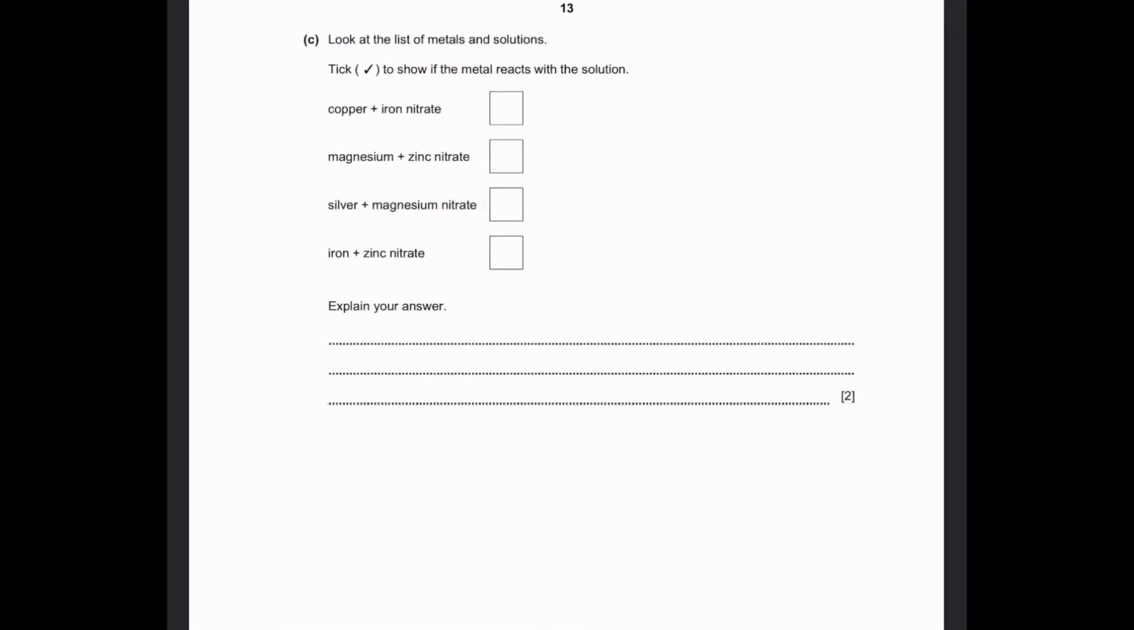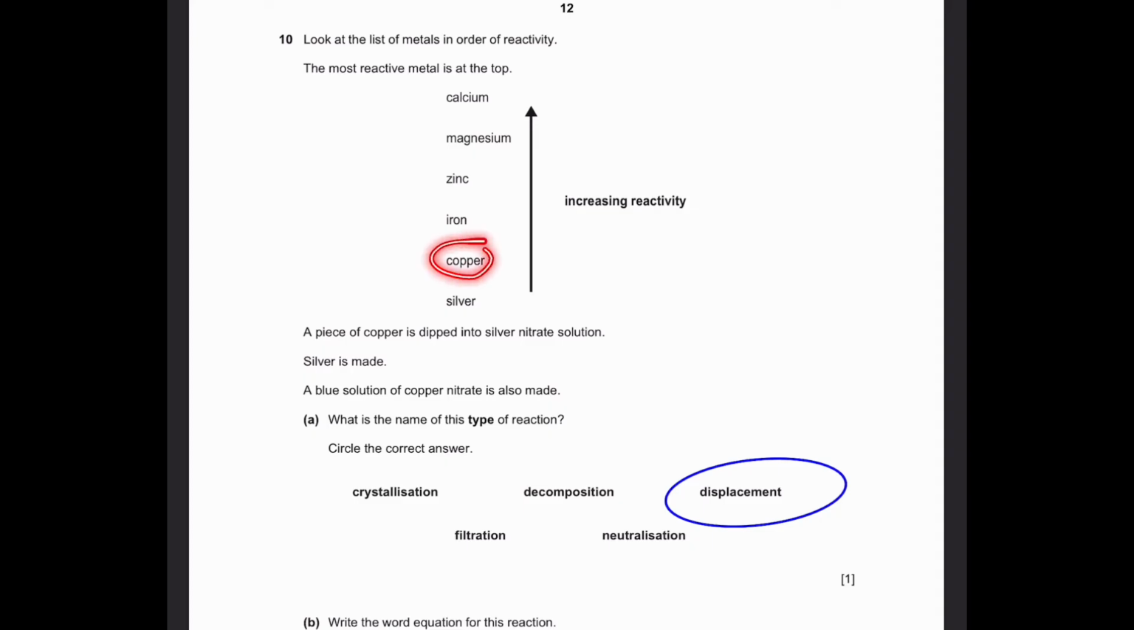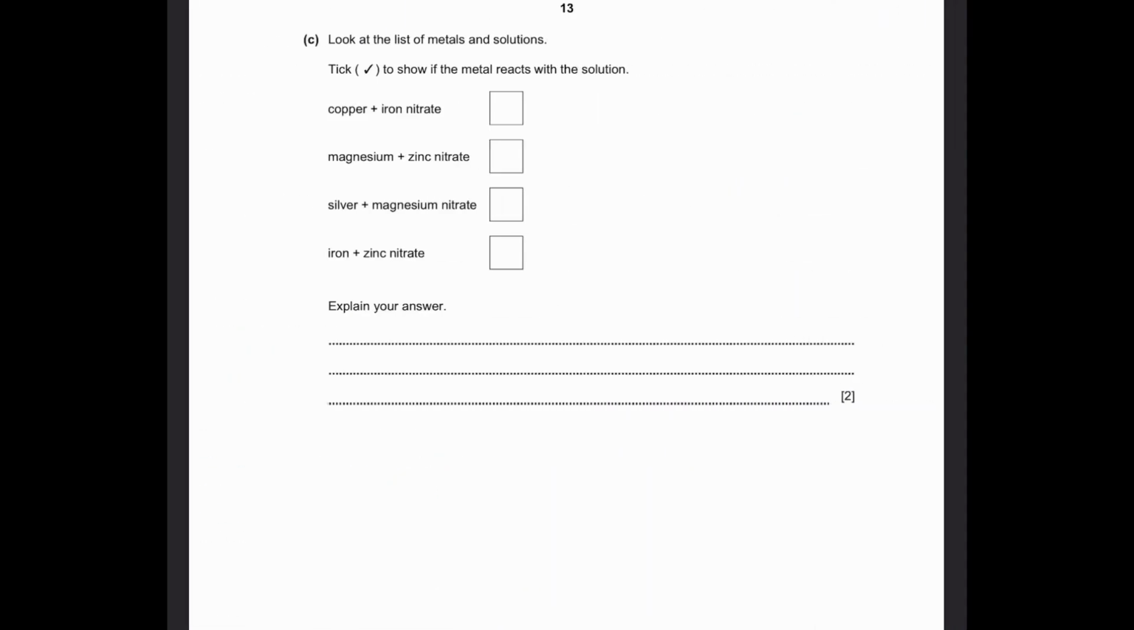Look at the list of metals and solutions. Tick to show if the metal reacts with the solution. Explain your answer. Copper plus iron nitrate. Well, we have two metals in this, copper and iron. If the metal, which is separate, has a higher reactivity than the metal which is inside the compound, in this case, if copper has greater reactivity than iron, then this reaction occurs. Then we tick it, otherwise we don't. And if we look, copper has lower reactivity than iron, so this reaction does not happen.